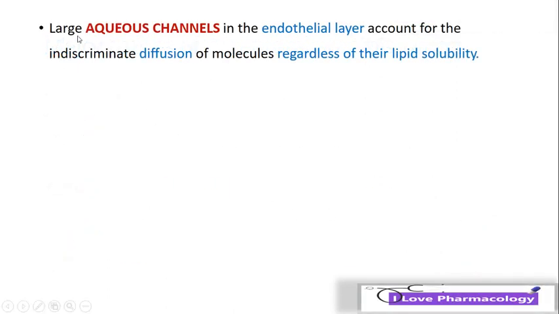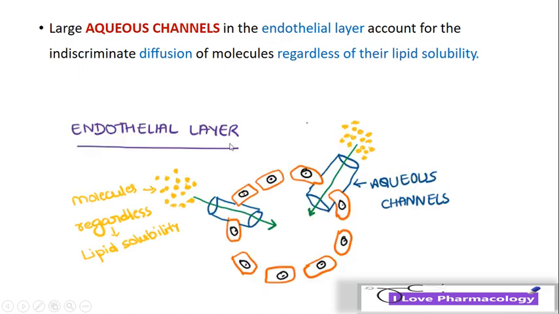The large aqueous channels present in the endothelial layers account for the indiscriminate diffusion of molecules regardless of their lipid solubility. Regardless of lipid solubility or insolubility, these channels help in the diffusion of molecules. This is the endothelial layer, and these are the molecules entering the vascular endothelium with the help of the aqueous channels, which help in the transfer of molecules regardless of lipid solubility.